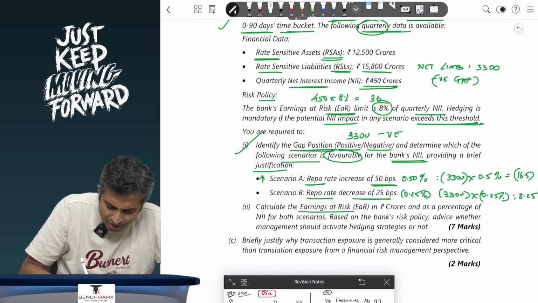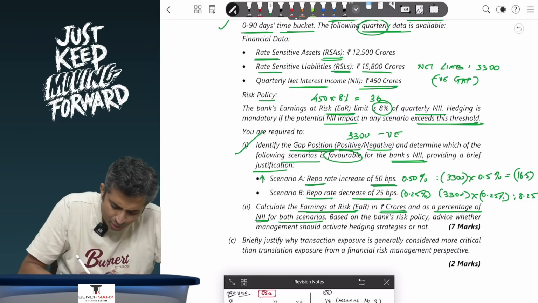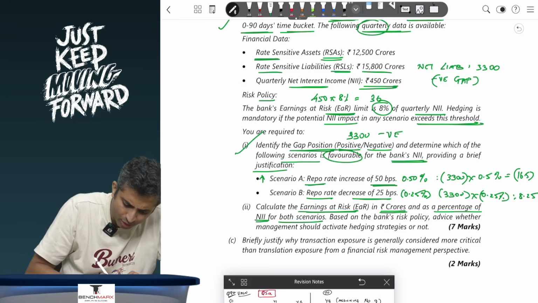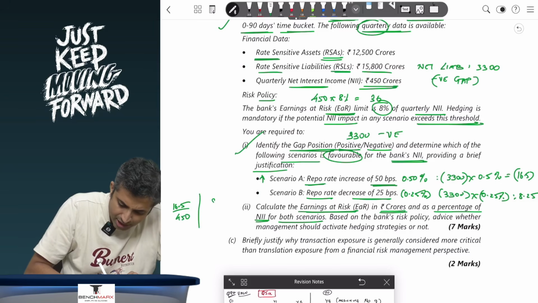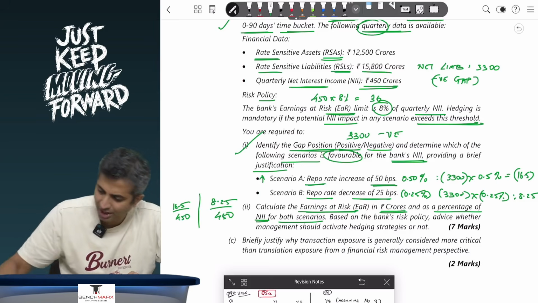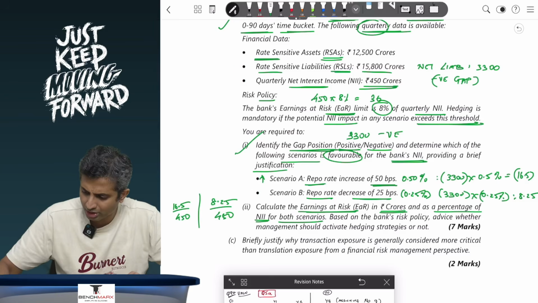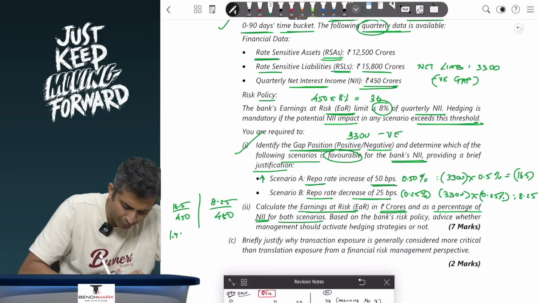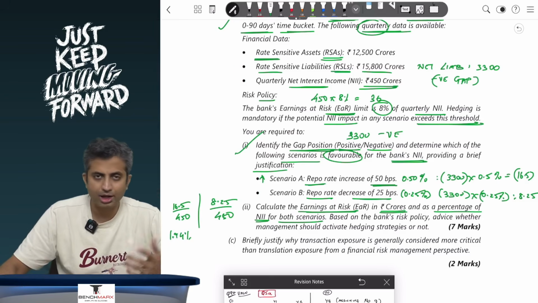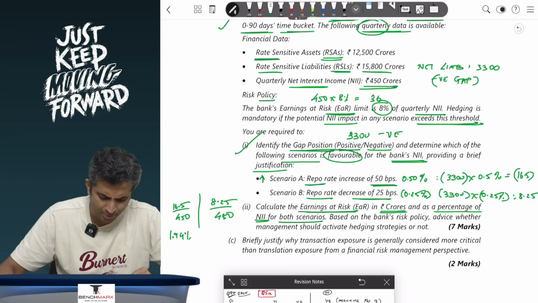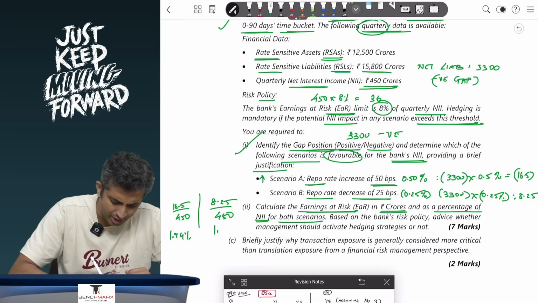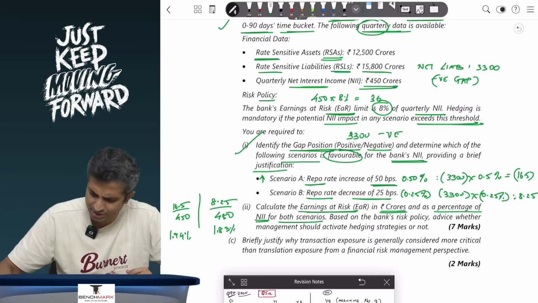Then you have to calculate the earnings at risk in rupees crores and as a percentage of NII for both scenarios. So earnings at risk in rupees crores is, I would say, 16.5 in the first case upon 450, and maybe 8.25 in the second case upon 450. If I had to take the percentage, 16.5 upon 450 comes to around 1.94%. It is significantly lower than your 8%, and 8.25 divided by 450 comes to around 1.83. Just a second, I'll probably have to do this again.